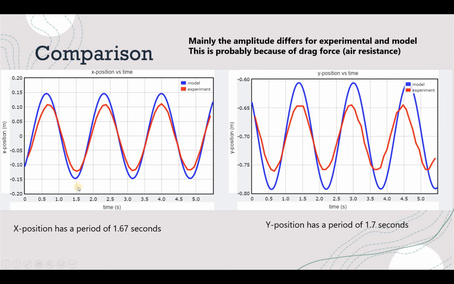And our comparison. So this is the X and Y for both the model and the experiment. And you see the period for both of them are very close. It's 1.67 for the X position and 1.7 for the Y. And the amplitude is what mainly differs between the experiment and the computer model. This is probably because of the drag force, air resistance, slowing it down.